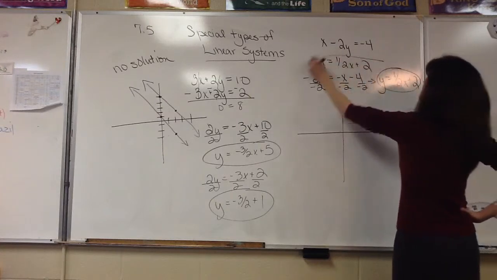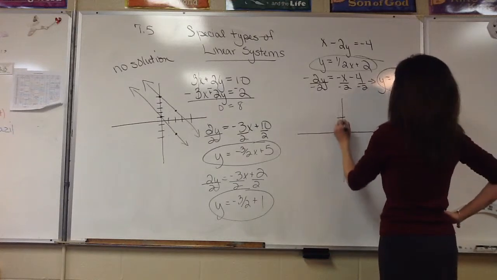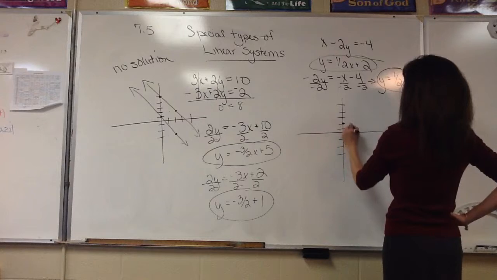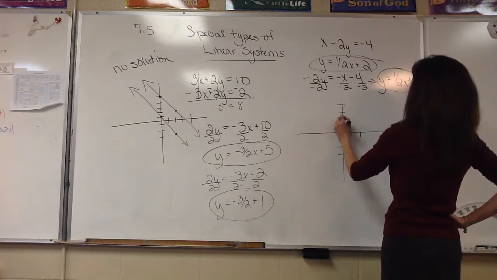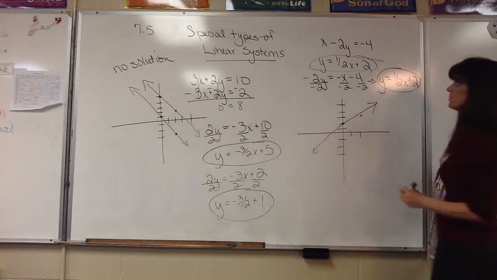What do you notice? They are the very same equation. So when I graph them, we see here we're crossing the y-axis at 2, and my slope is 1 over 2, which means I go up 1 over 2 for both, and they're the same line.